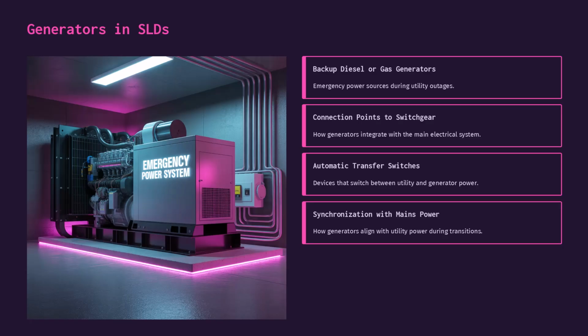Generators in SLDs. Let's now explore how generators appear in single-line diagrams. Backup diesel or gas generators are drawn as emergency sources. Connection points show how they link to switchgear. Automatic transfer switches illustrate the changeover between mains and generator supply. Synchronization devices ensure smooth transitions without damaging equipment.